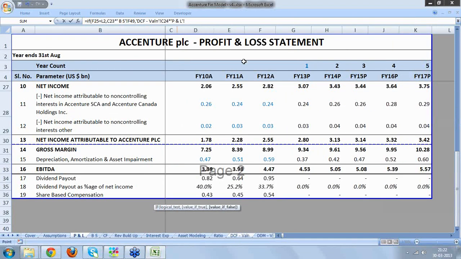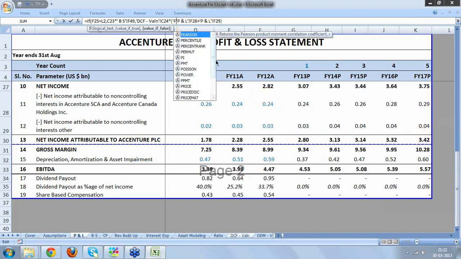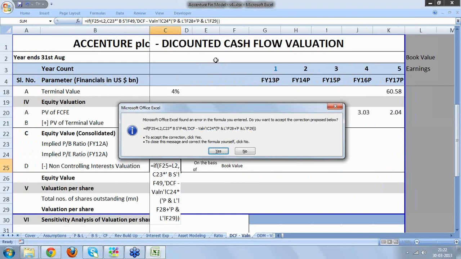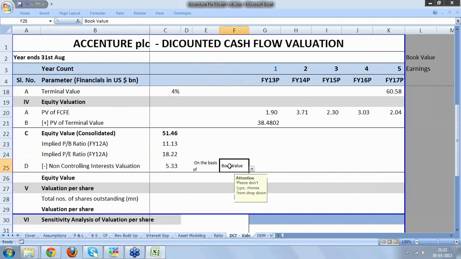So this earning is nothing but the sum total of both of them. So this earning is within bracket, this plus this, close the bracket. I'll say enter, I'll say yes. So on the basis of book value, the value of minority interest is this. On the basis of earnings, this is this. So you can retain whichever you are comfortable with.